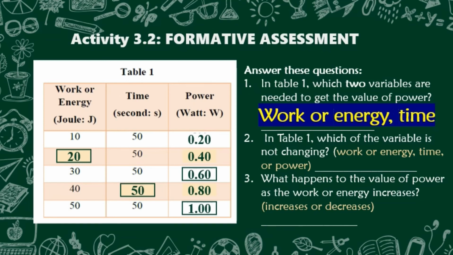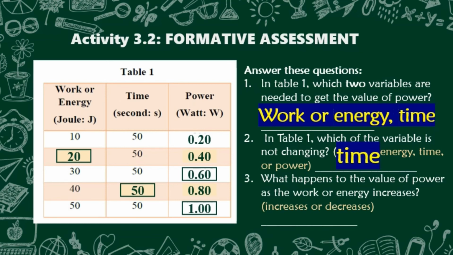So again, this is on your module. That is on page 28. So I'm just giving you an example so that you can answer on your own. Number 2, in table 1, which of the variable is not changing? O, so anong ibig sabihin ng not changing? Hindi nagbabago. O, tignan natin ulit yung table 1. Alin ang pare-parehas ang value? Work or energy? Time or power? Very good. The answer is time. So, as you can see in the table, pare-parehas na 50.